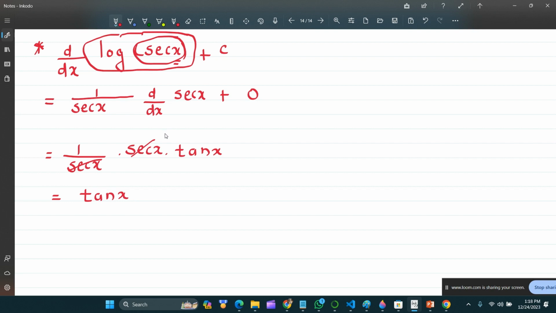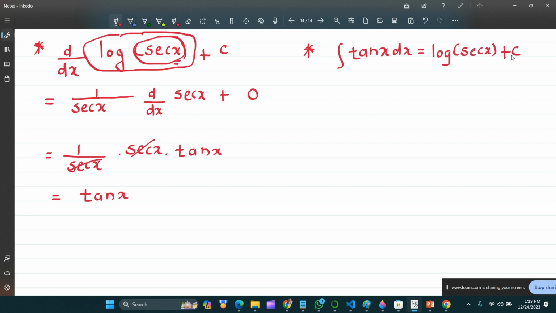By the definition of integration, if the derivative of log of sec x is tan x, then the integration of tan x is log of sec x plus c. So the integration of tan x dx is equal to log of sec x plus c.